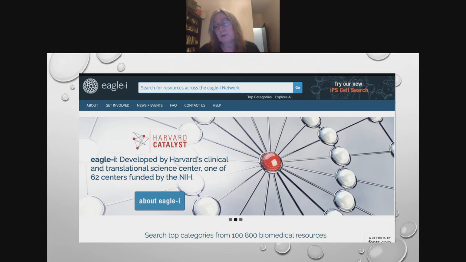So there's 30 plus institutions who have their own eagle eye node that they control, they manage. I can't get in and touch their data, but we have a central search that searches across all of these nodes. So you can find a microscope somewhere else that you might be able to use, or you can find your stem cell line or your virus or mouse, wherever it may be.